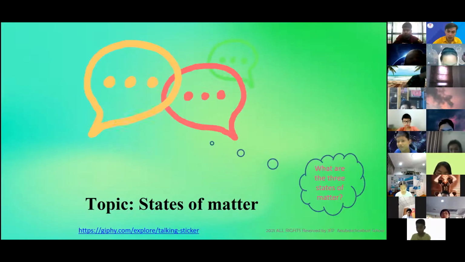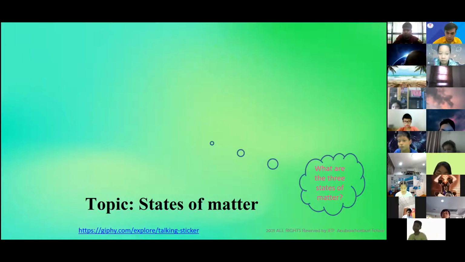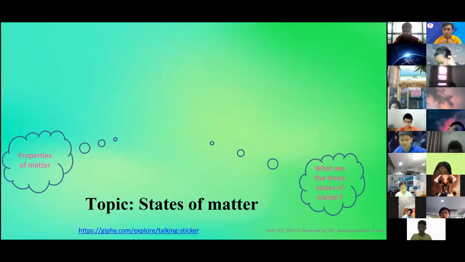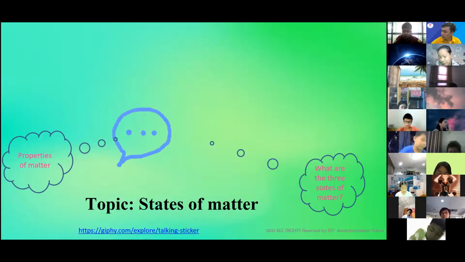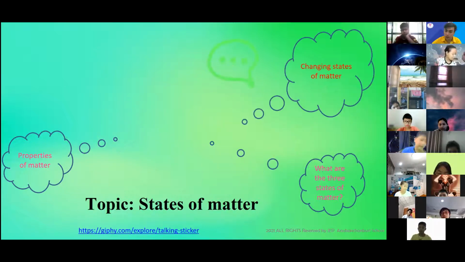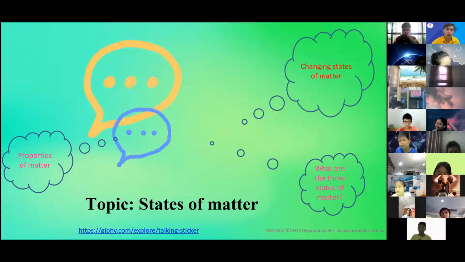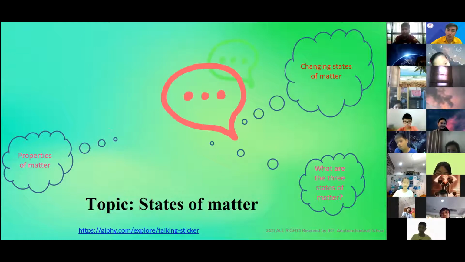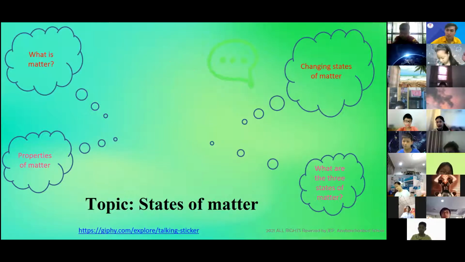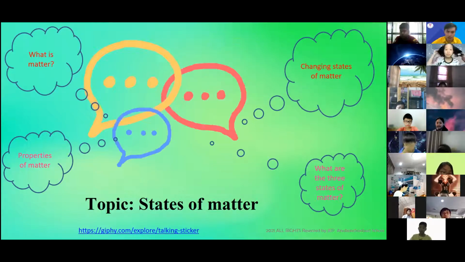The states of matter. What are the three states of matter? There are solid, liquid, gas. We studied as well the properties of matter, like the solid, they are compact, okay? They cannot move, they only vibrate. And we also studied the changing states of matter, as what I've told you about the processes. And also the physical change and chemical change, right? And matter, all around us is matter.